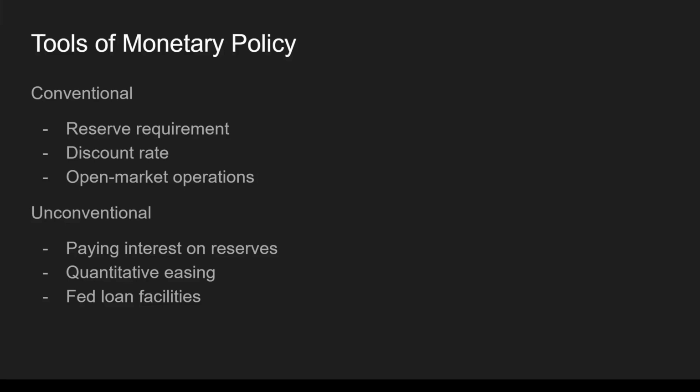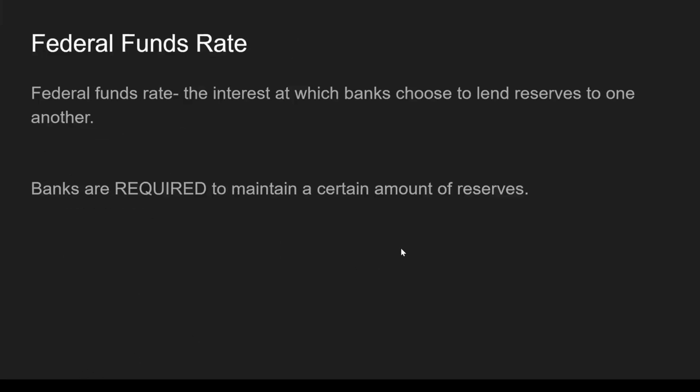And finally, we have the federal funds rate. So the federal funds rate is the interest rate at which banks choose to lend reserves to one another. Banks are required to maintain a certain amount of reserves. We saw this in the borrowing from banks in the tools of monetary policy, the conventional tool, the discount rate. So you can see that there.